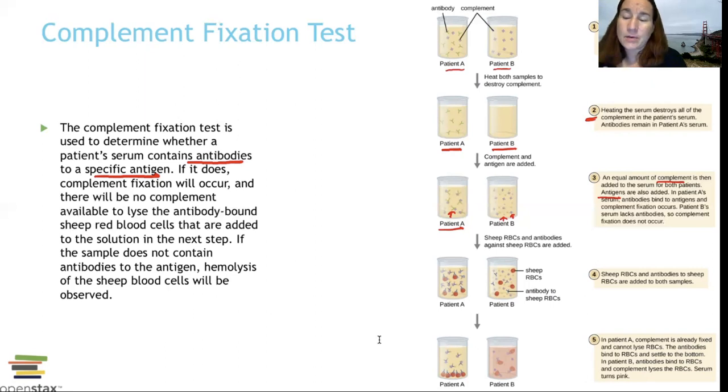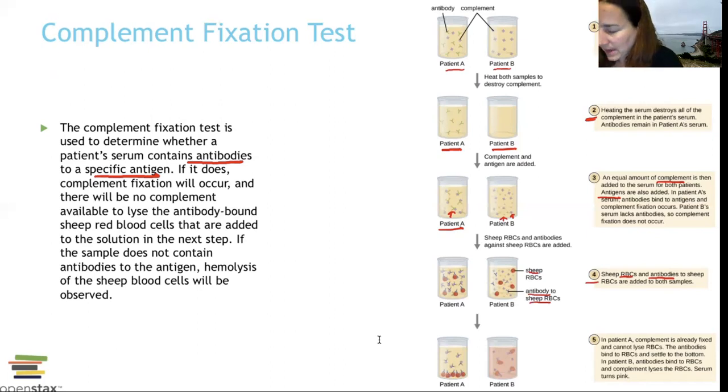So we have a whole complex going on, which we said is what happens in real life. You got the antigen, antibody attaches onto that, complement's going to attach on the antibody, and then boom, eventually you're going to kill that cell. So that's what we're starting to see here. Patient A has antibodies attached to the antigen and the complement. Patient B, everything's floating around because they don't have the antibodies to unite the other two pieces. So now in step 4, we're going to add some red blood cells and some antibodies against the red blood cells. So we have sheep red blood cells and antibodies against the sheep.